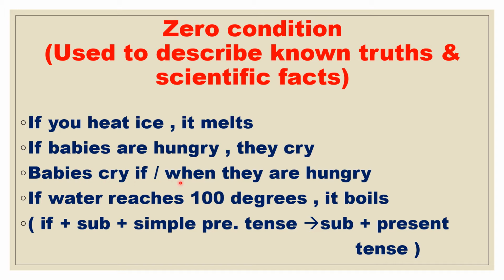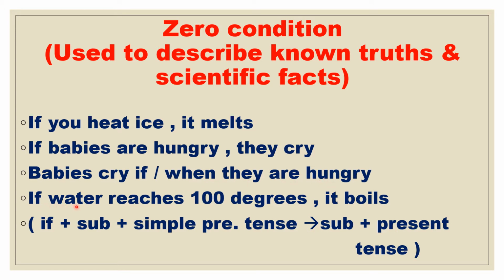When we see the third sentence, it is somewhat different. Babies cry if or when they are hungry. In this sentence, babies cry is the main clause. If or when they are hungry is the conditional clause. We can change these parts also, but the structure remains the same. See in this main clause, subject plus present tense. Here, if plus subject plus simple present tense.